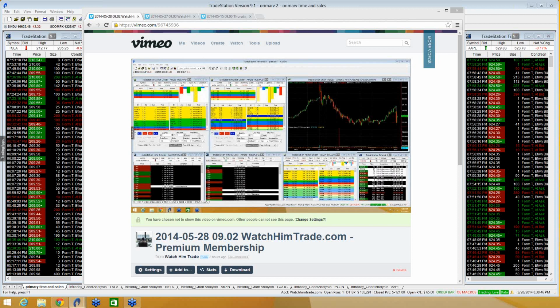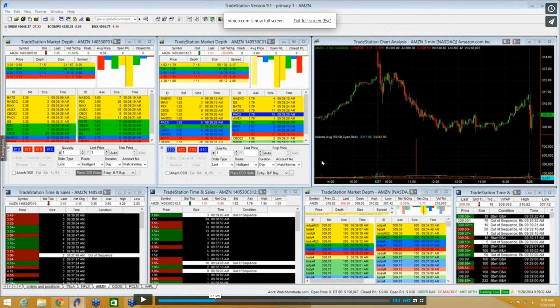So I'm going to show 3 separate trades here, all from the last couple weeks, all from different trading days, one with Amazon and one with Netflix. And we'll just go over some of the things that I was noticing at the time and some of the thoughts I was having while in the trade.